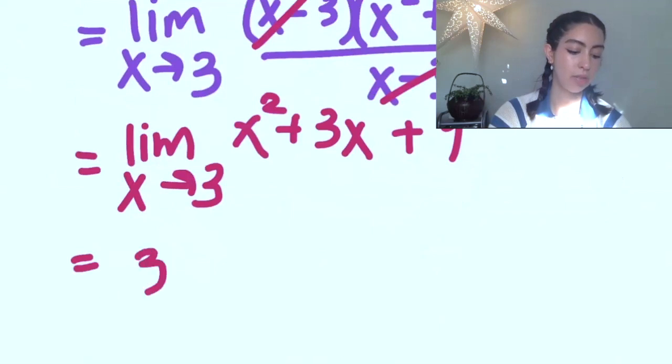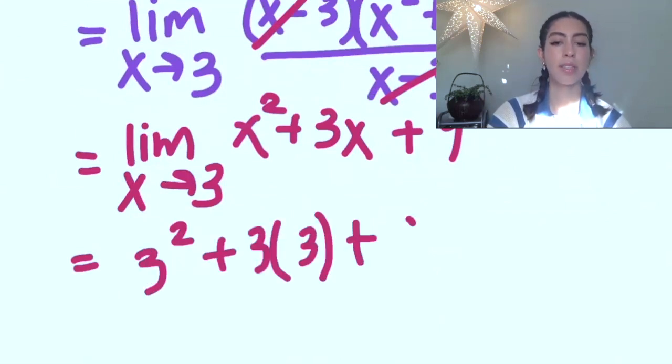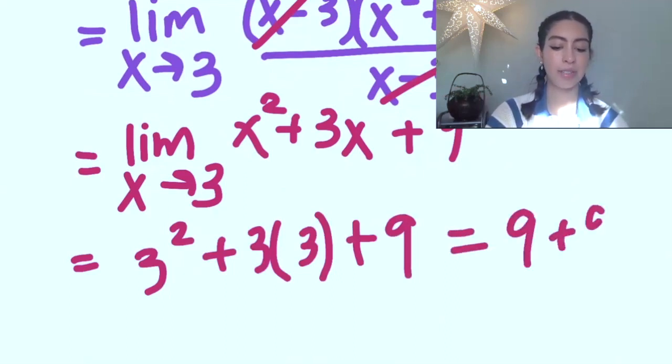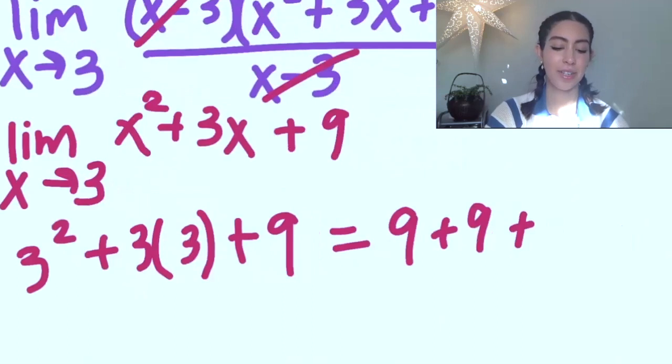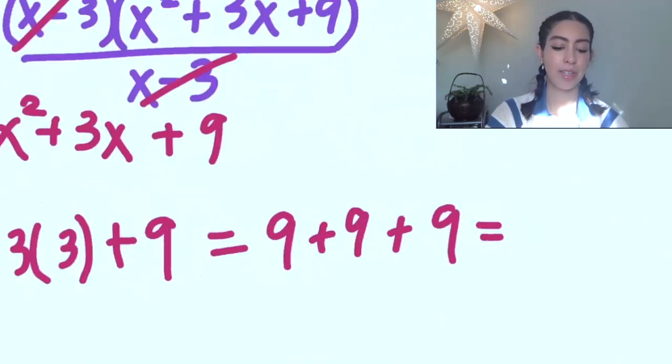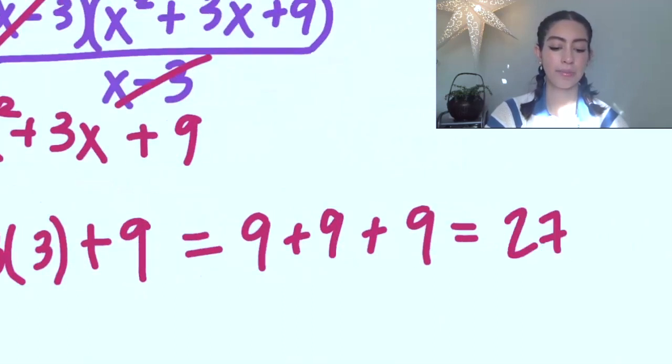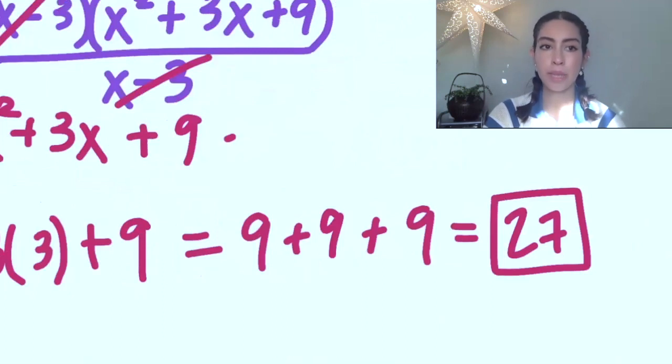So that's going to be 3 squared plus 3 times 3 plus 9. And that's going to give me 9 plus 9 plus 9, which is 27. So that is my limit in this case.